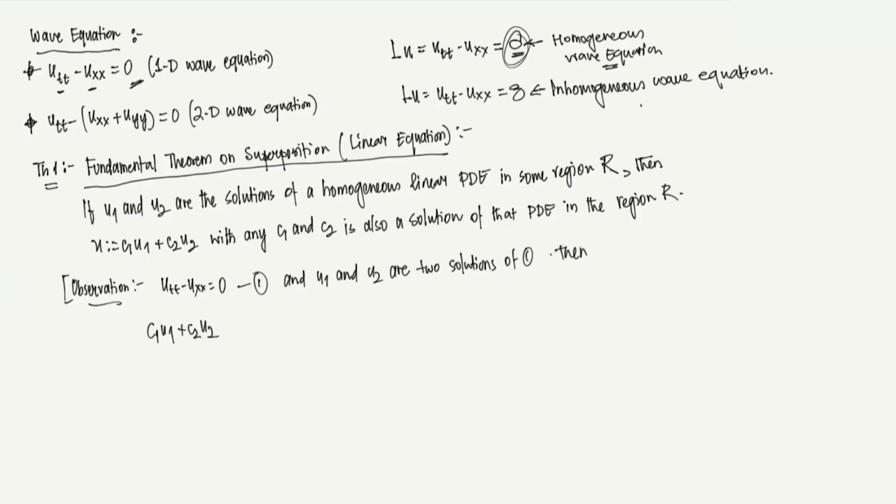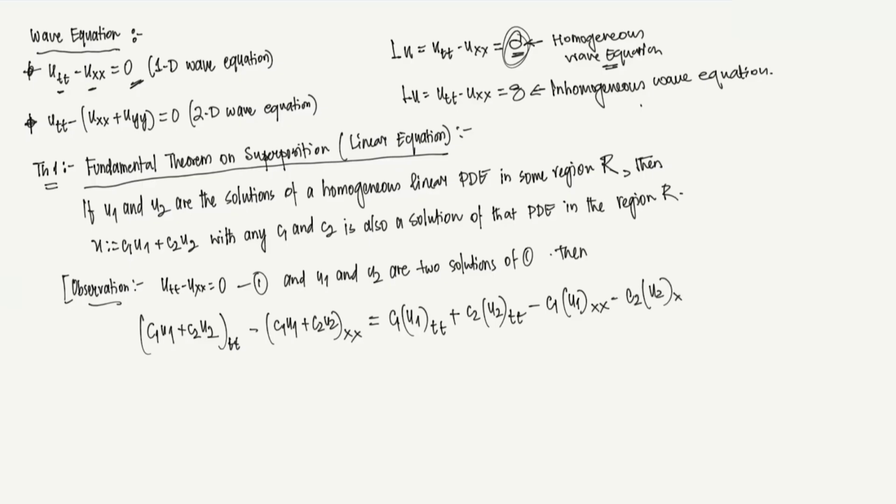Then you see, if you write c1 times u1 plus c2 times u2, which is your new u, and you take the derivative with respect to t and t, minus the derivative of c1 times u1 plus c2 times u2 with respect to x and x, it will give you c1 times u1 with respect to t and t plus c2 times u2 with respect to t and t, minus c1 times u1 with respect to x and x, minus c2 times u2 with respect to x and x.